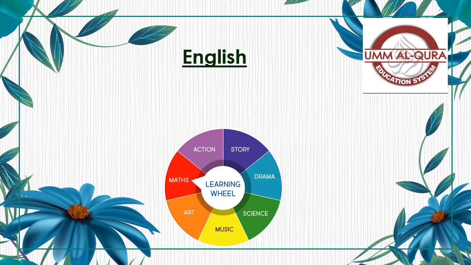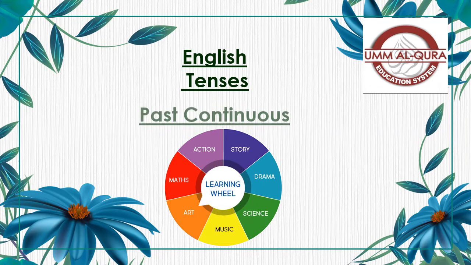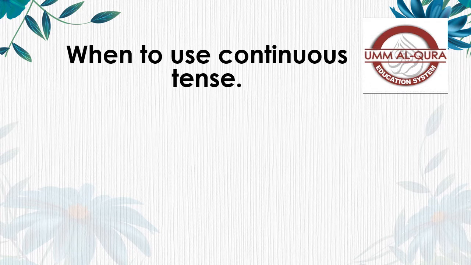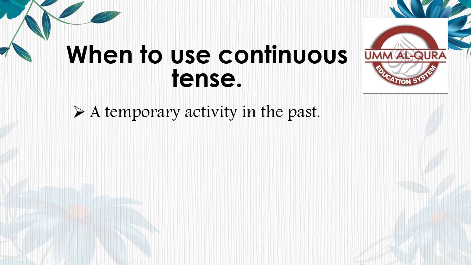As you know, we have already discussed tenses in our previous videos. We have discussed the complete indefinite tense and also the present continuous tense. We will continue. So what is past continuous tense and where do we have to use it? We will learn in this video when to use it: a temporary activity in the past. Something we started and ended in the past is called past continuous tense.